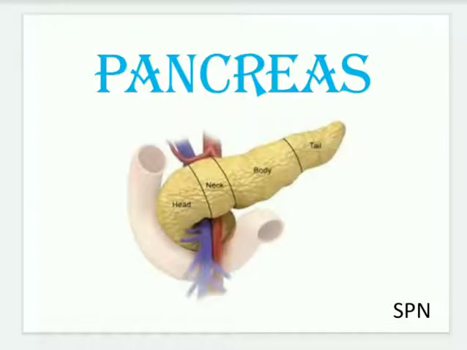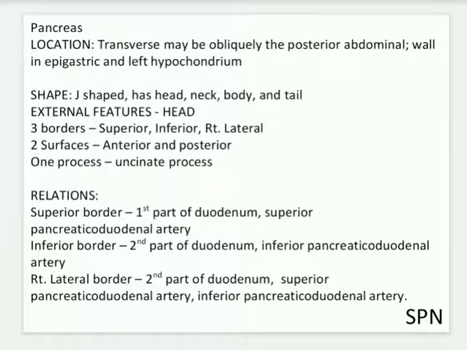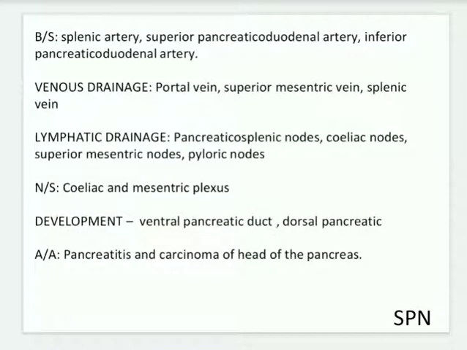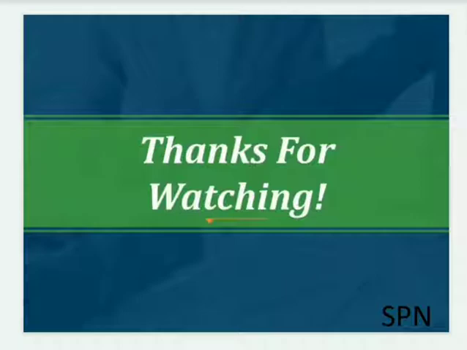Pancreas: its location, shape, relations in all four parts, head, neck, body and tail, surfaces and borders. Next, blood supply, venous and lymphatic drainage, nerve supply, and development, and what next? Its applied aspects. This is your notes on the pancreas.